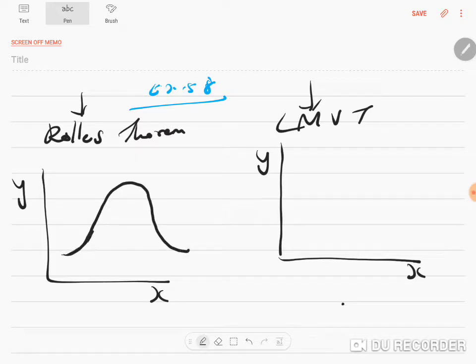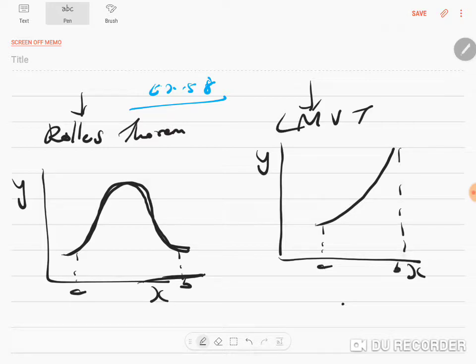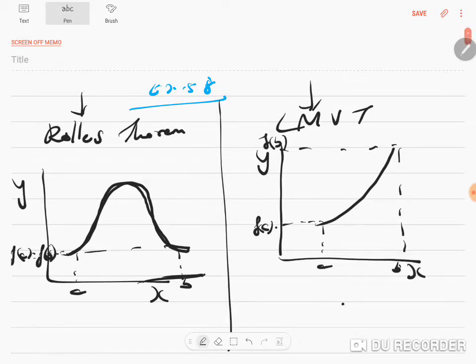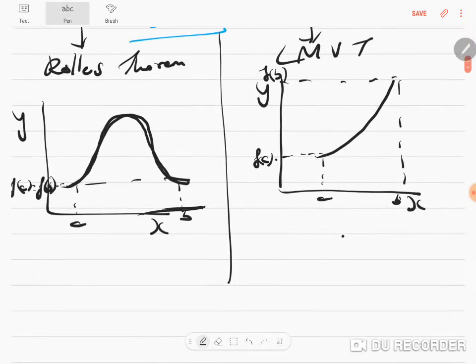It will be a graph which is continuous from A to B, where this will be A and this will be B on the x-axis. Can you see, this will be f of A and this will be f of B. In the mean value theorem, f of A and f of B will be different points, but here f of A and f of B will be at the same point. That's the basic difference between Rolle's theorem and the mean value theorem.